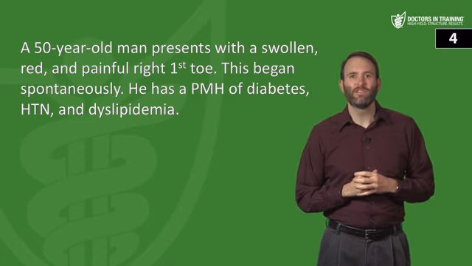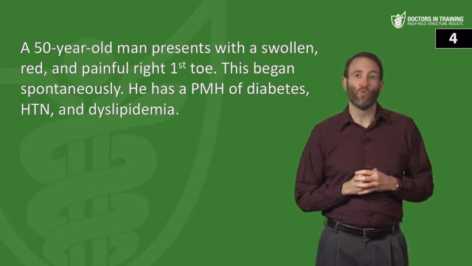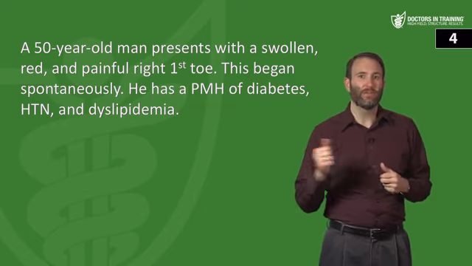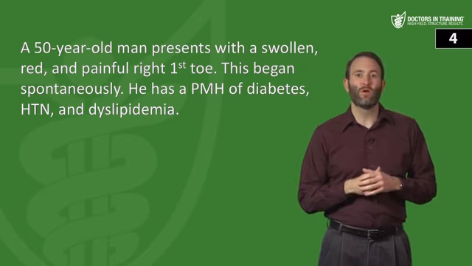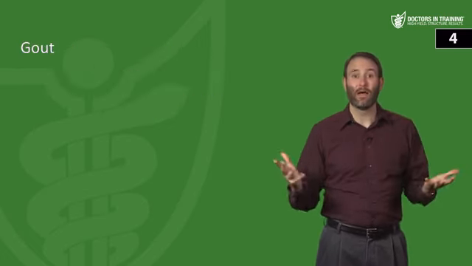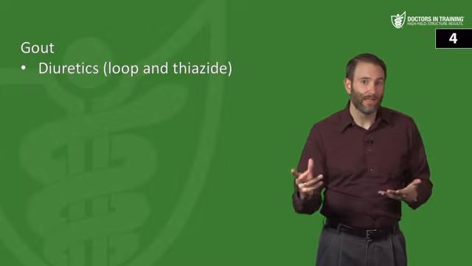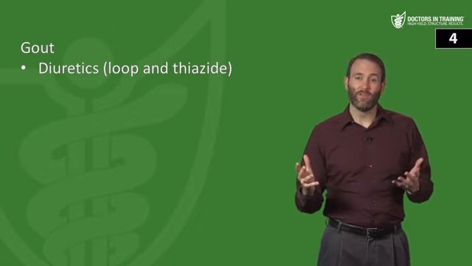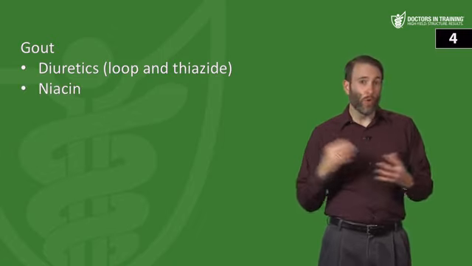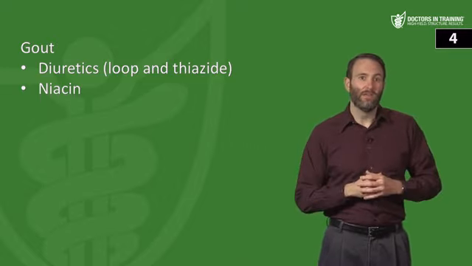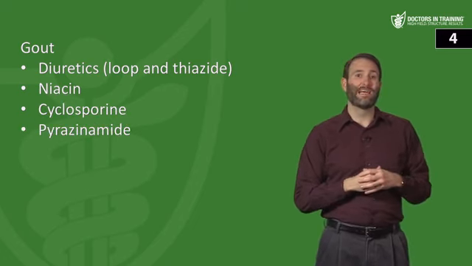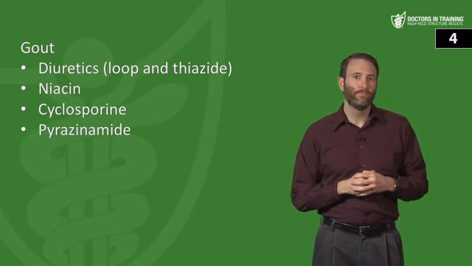Let's go to our musculoskeletal section. Here's our vignette. A 50-year-old man presents with a swollen, red, and painful right first toe. This began spontaneously. He has a past medical history of diabetes, hypertension, and dyslipidemia. What meds are we thinking here? Well, he's likely got gout, so you need to remember that the diuretics, like loop and even thiazide diuretics, can exacerbate gout. The one you may not have thought of for this patient is niacin. Maybe he has some low HDL, he might be taking niacin for that. It doesn't just cause flushing, it can actually worsen gout as well. Other drugs include cyclosporin and pyrazinamide.